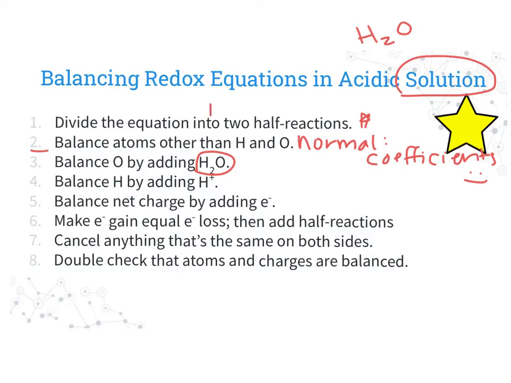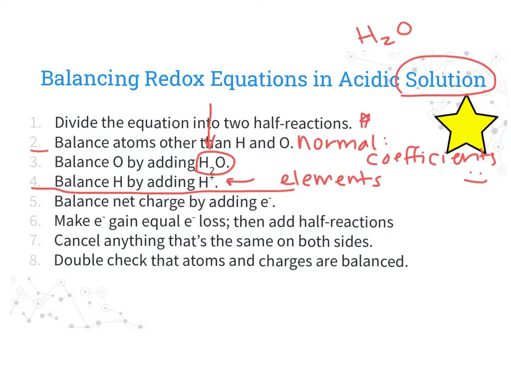Then when we add waters, we're adding extra H's that probably weren't there in the first place, so we have to go back and balance those H's. So we're going to add H pluses to the other side, enough of them to balance out all the H's. At that point, all of your elements should be balanced, but we're not quite done.